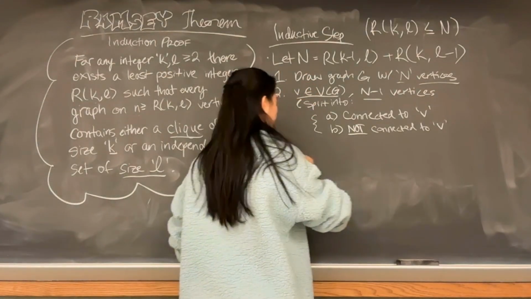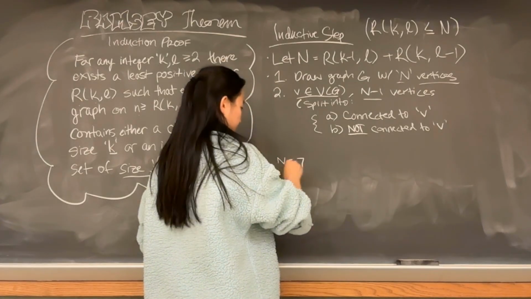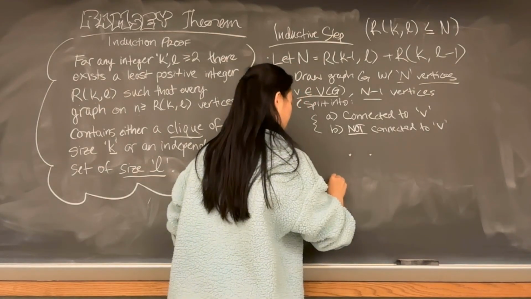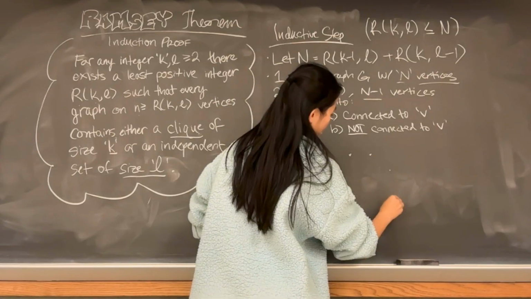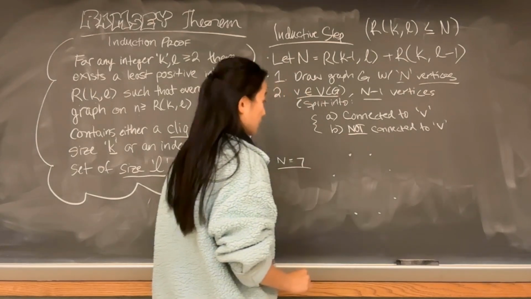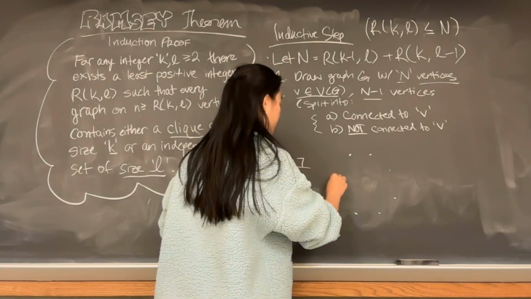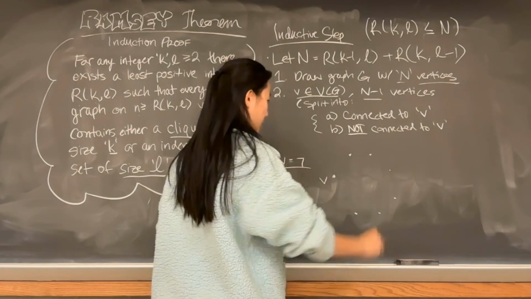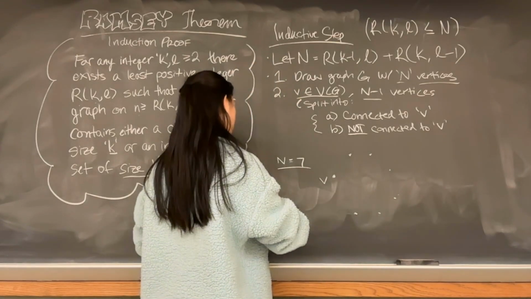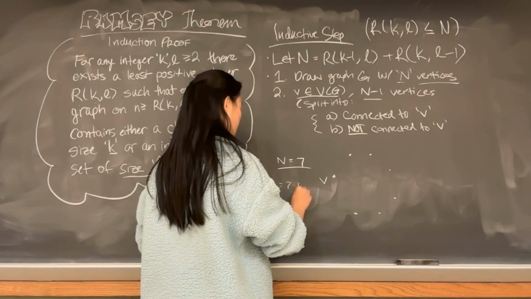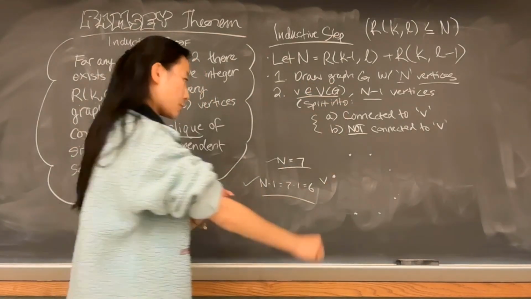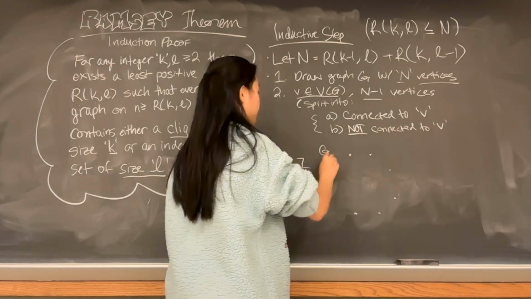So let's say we had n equal to 7. Then we have something like this. Hopefully I can draw a heptagon. And we want one of them to be V, so let's choose this one. That means we're left with 6 vertices. That's just what all of this means, and we want V to be in our graph G.